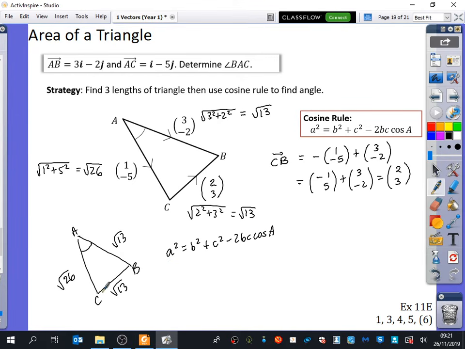We will get that a squared is this one over here, so it's 13, equals b squared, which is this one, it doesn't really matter though, 26, plus c squared, which is the one opposite c, 13, minus 2 root 13 root 26 cos A. Then I'm going to grab my calculator.